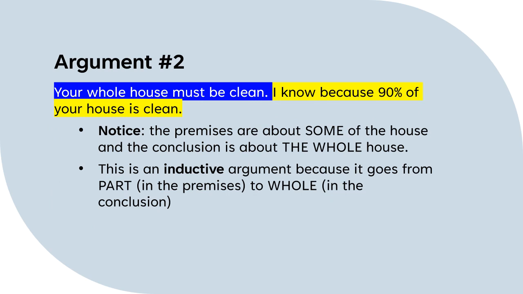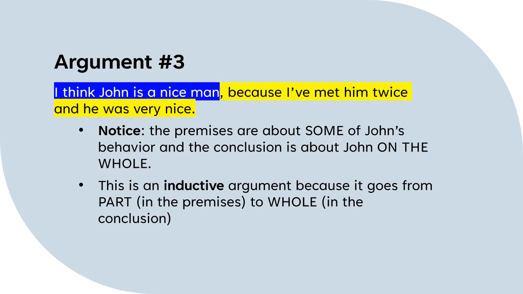Okay, here's another argument. Your whole house must be clean. I know because 90% of your house is clean. Notice the premise says 90% of your house is clean, part of your house is clean, therefore your whole house is clean. The conclusion is about the whole house. Because it goes from part to whole, it's inductive. Part in the premises, whole in the conclusion, inductive.